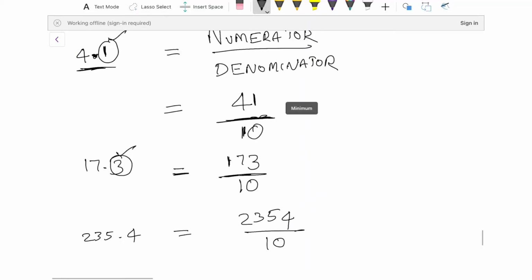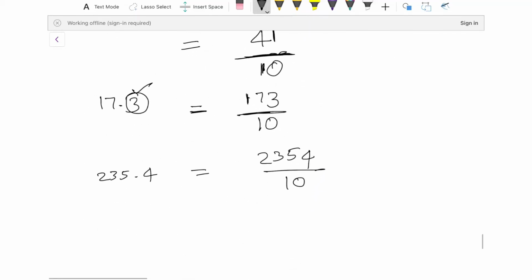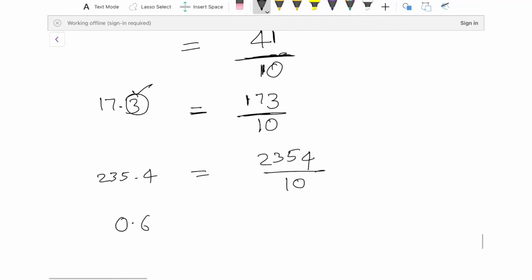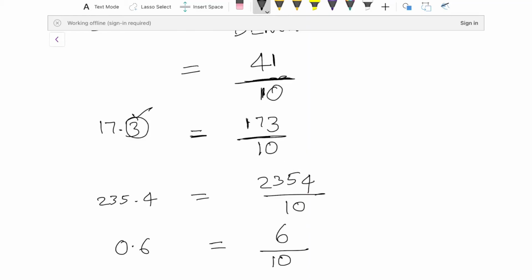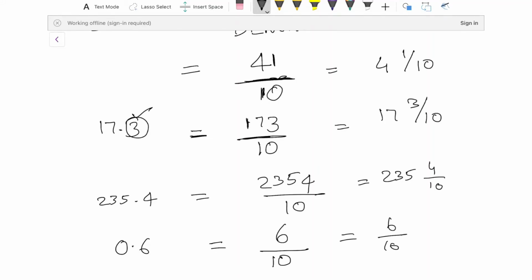Excellent. And the last one, 0.6. How do we do this? Write it without the point. So just put it as 6 by 10. That's it. So 4.1 can be written as 41 by 10. 17.3 can be written as 173 by 10. 235.4 can be written as 2354 by 10. And 0.6 can be written as 6 by 10. So this is how we can convert it into a fraction.